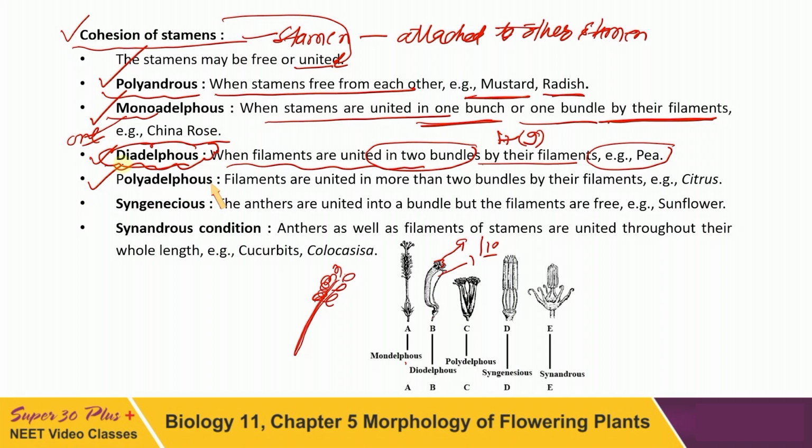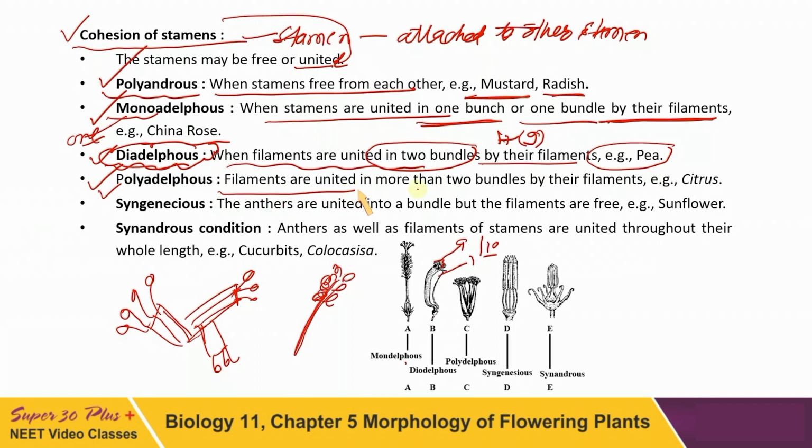Polyadelphous. You are seeing here, polyadelphous means what? Let there be so many stamens, and these stamens have made one group here, and the other stamens have made another group here. They have made more than 2 groups, so that condition will be known as polyadelphous. Filaments are united in more than 2 bundles, as is found in the case of citrus, and in lemon.